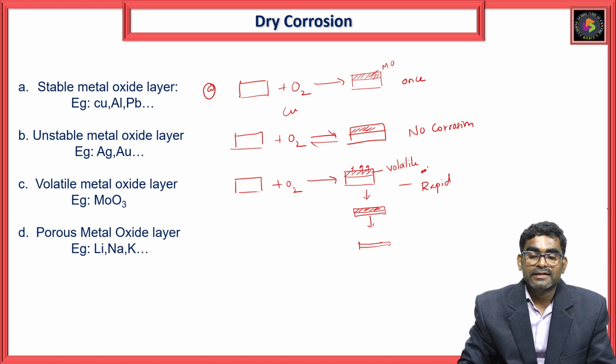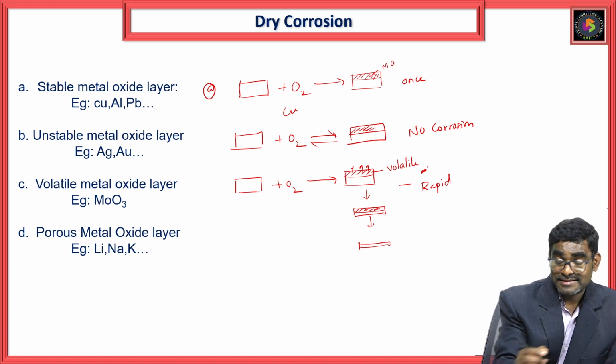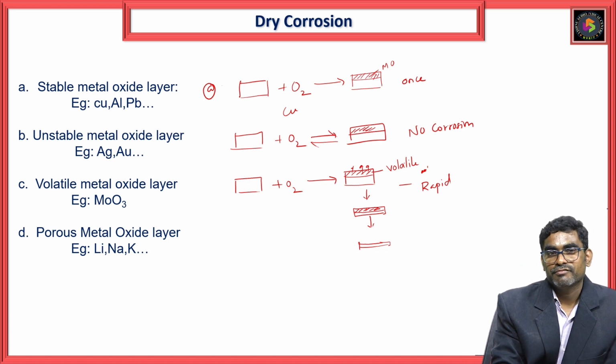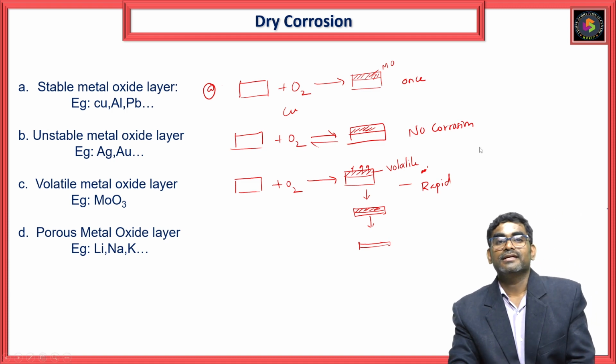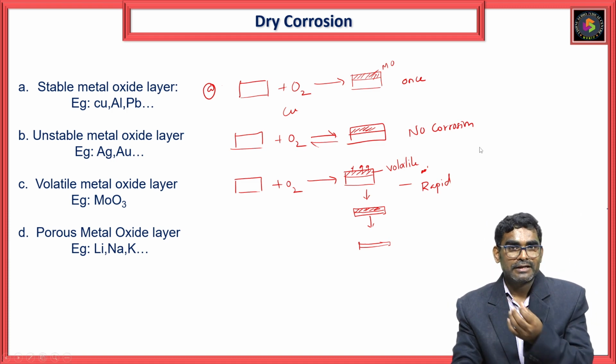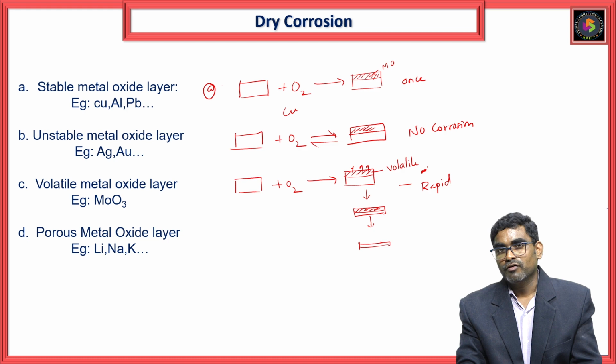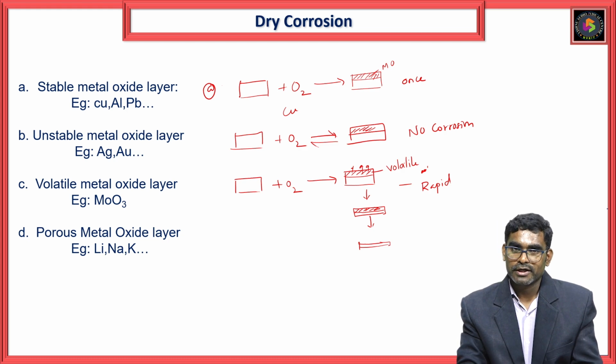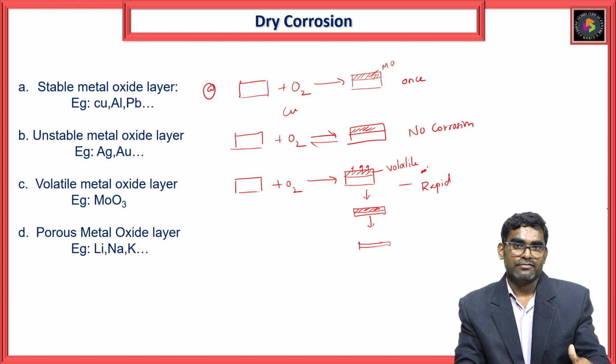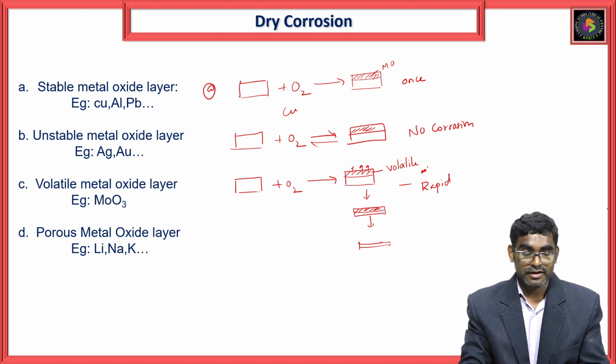Example for this is molybdenum oxide. If you place molybdenum metal outside, it is easily attacked by environmental oxygen and forms a molybdenum oxide layer. It is volatile in nature, it evaporates, and there is a fresh surface. Likewise, it undergoes intensified corrosion.